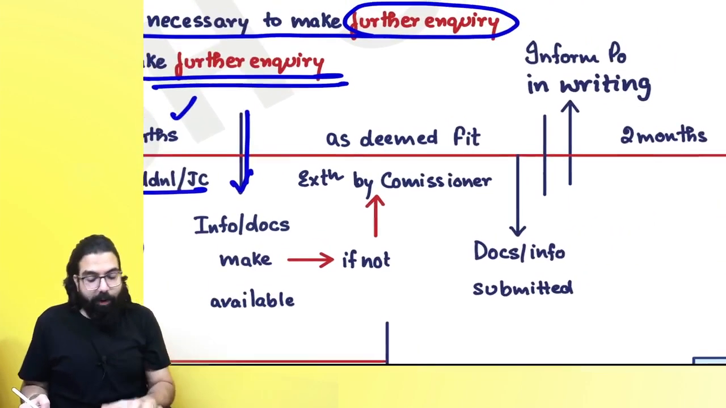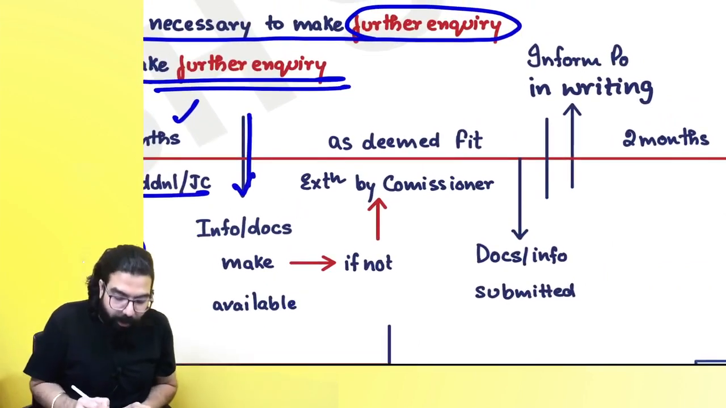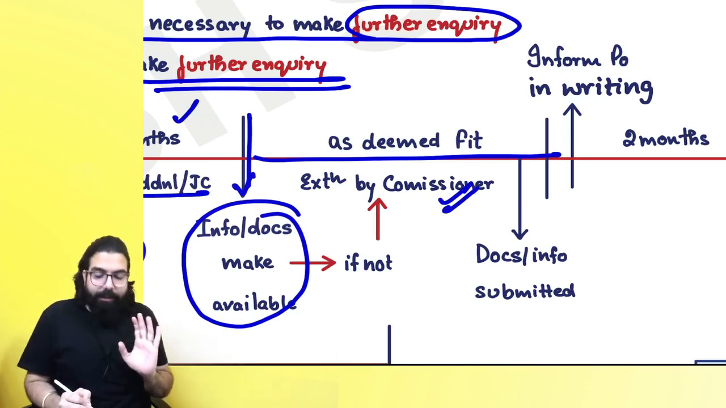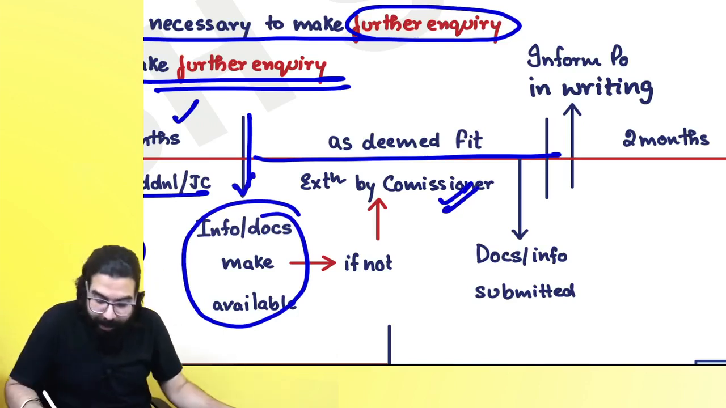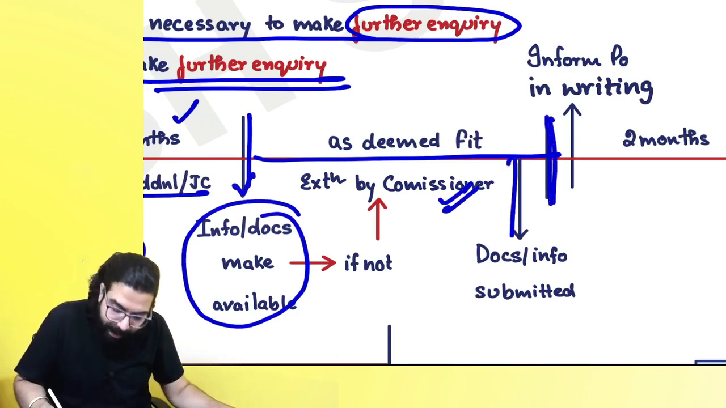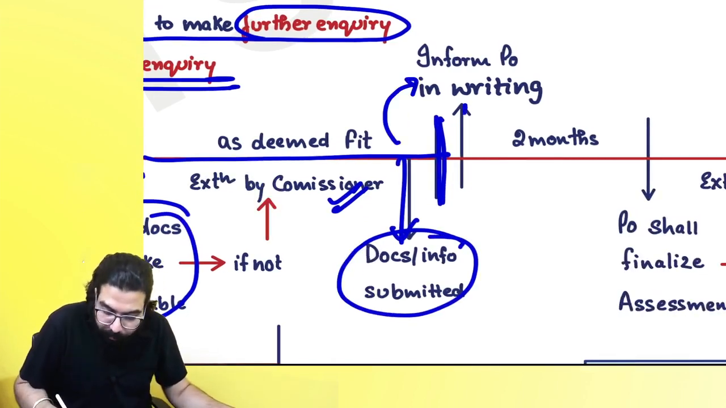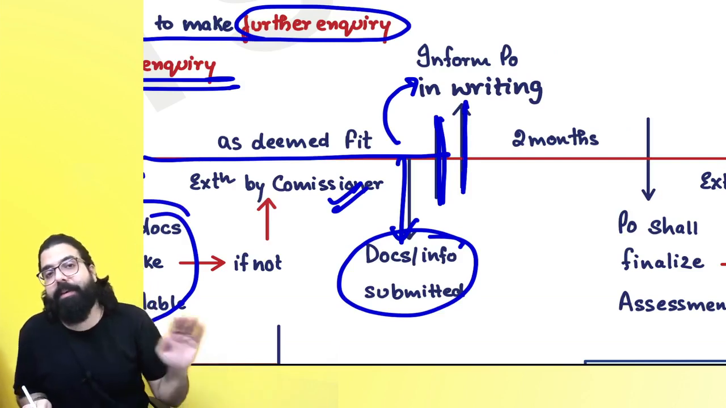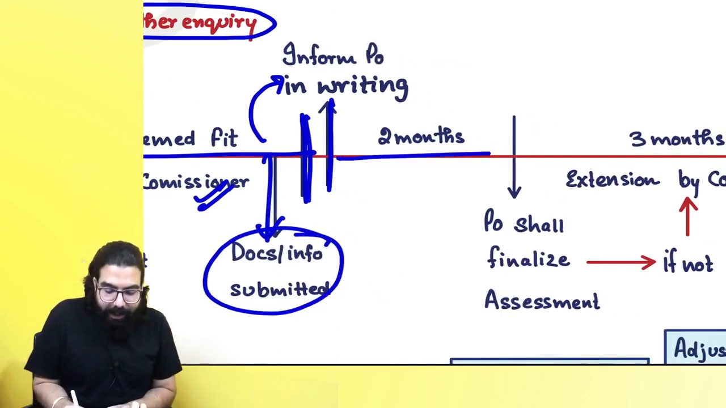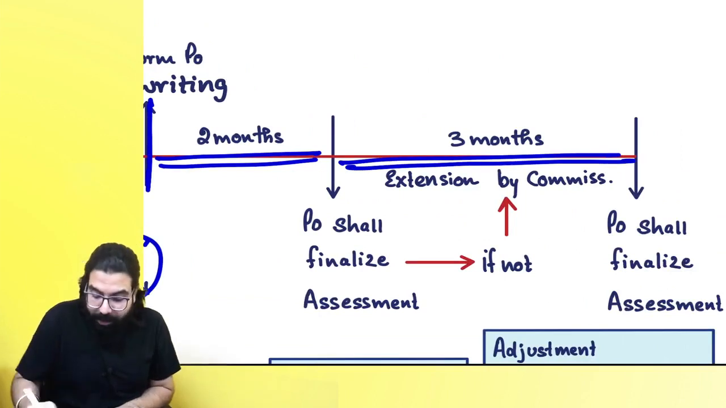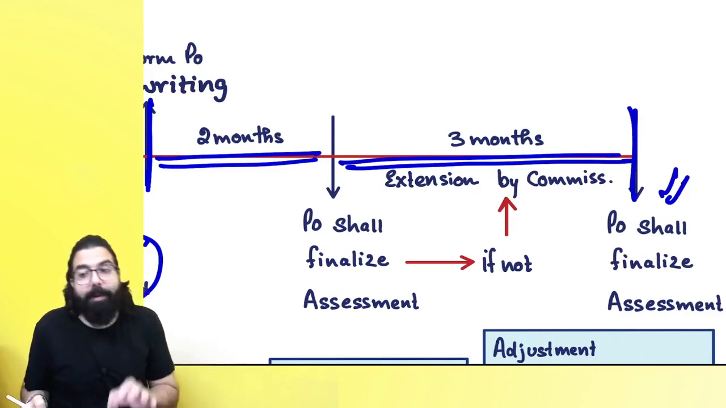Sir, if I give it, very good. If I don't give it, then information or documents not available, then again the commissioner can give the extension as deemed fit. And sir, supposing till here time was there and here the information or documents were given. Once you submit the documents, you have to inform the proper officer in writing that "Sir, I have given the documents." Then within the next 2 months, and if you can't finalize within 2 months, then again a 3 months extension can be given by the commissioner, and finalization of assessment will be done.